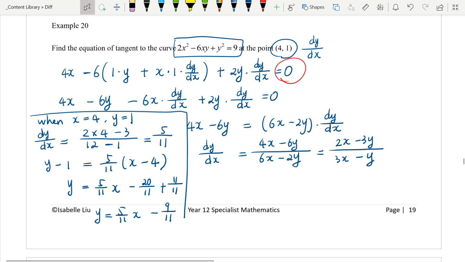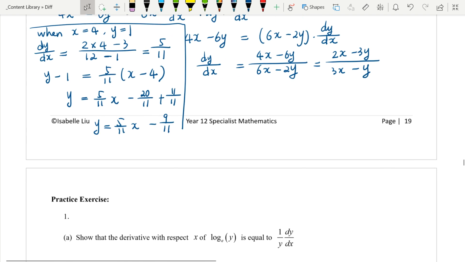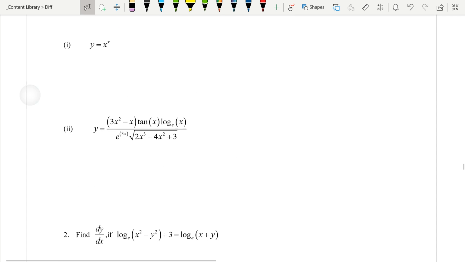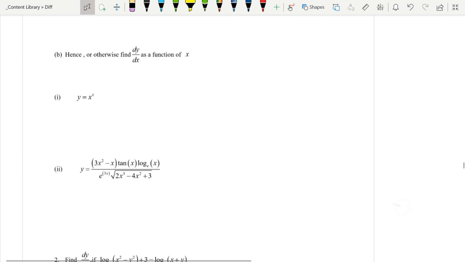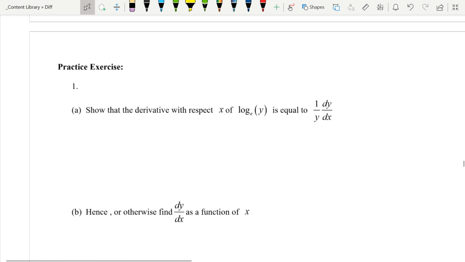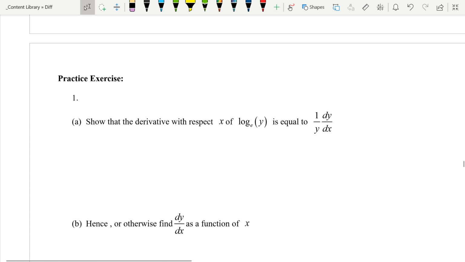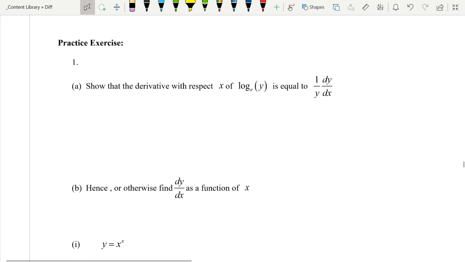All right, so just put your notes away. About page 20, you don't need to worry about that too much. It's just a really special method, not really in the study design. It's something I can give you to think about and see if you can figure out a way to do it. Basically, for the whole page, the idea is if you log both sides and then do the differentiation on both sides, you get the same result.